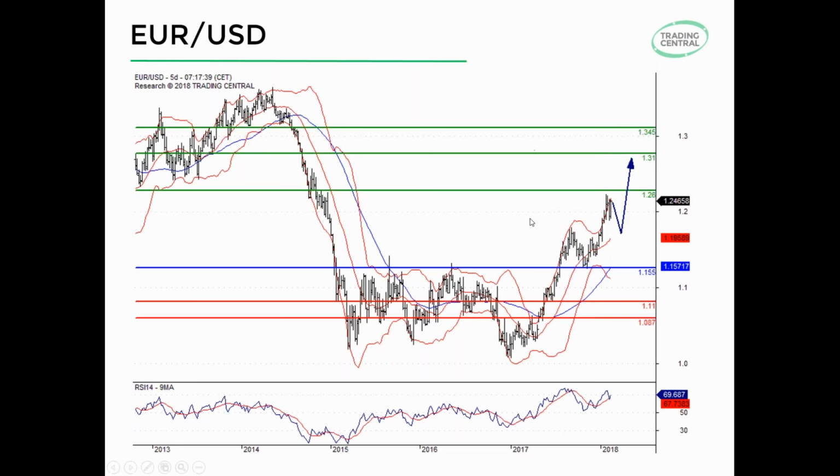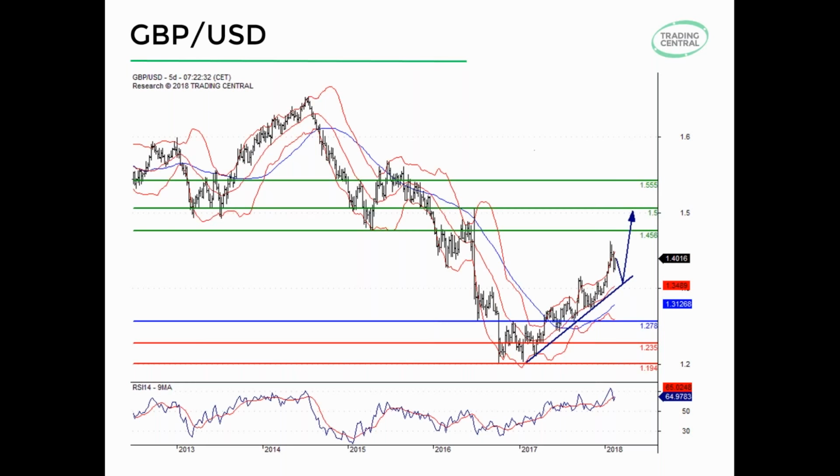Okay, let's go next. British pound. The British pound reached a 34 year low back in 2016. You know what happened then? Yes, Brexit. And that day, I still remember, it was very horrible. It just dropped two large points or three large points, something like 2,000 pips.